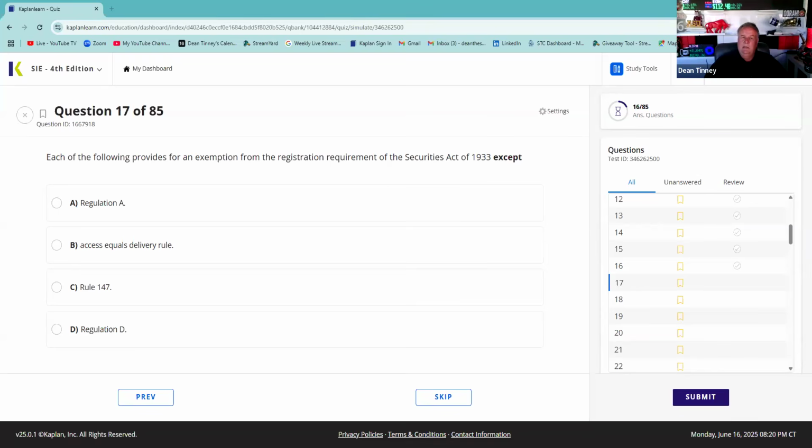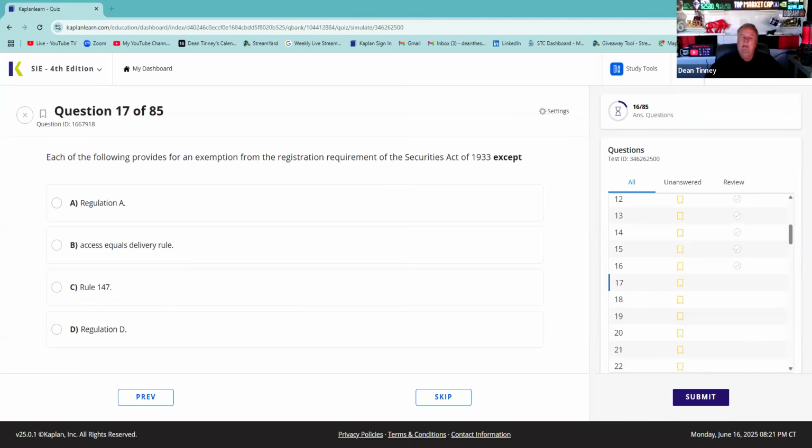So Reg D is a private placement where we are only offering securities to accredited investors. Very testable. What makes you accredited? 1, 2, 3: $1 million net worth, inclusive of your primary residence, or $200,000 in annual income for the last 2 years, with the expectation of $200,000 this year, or $300,000 married and filing jointly. There are others, but that's the big one on the test.